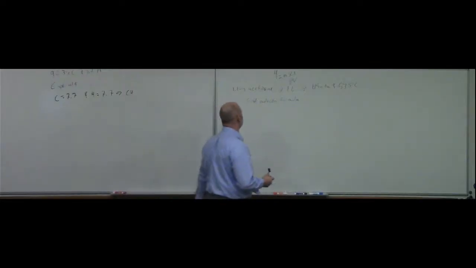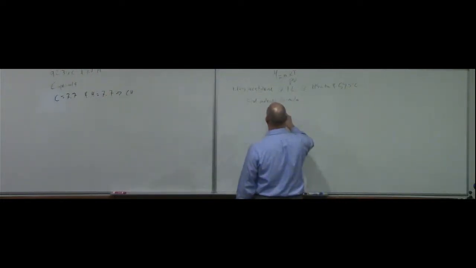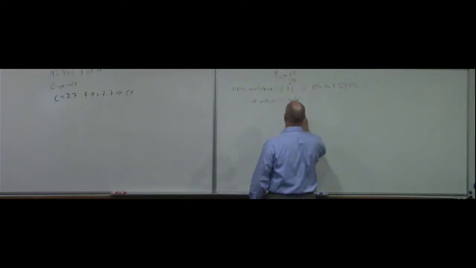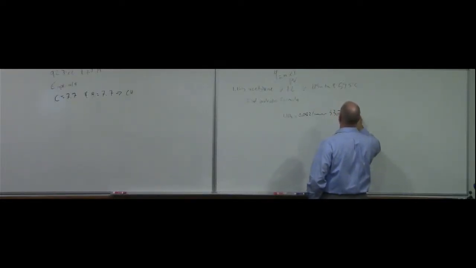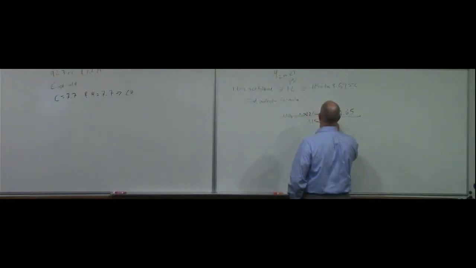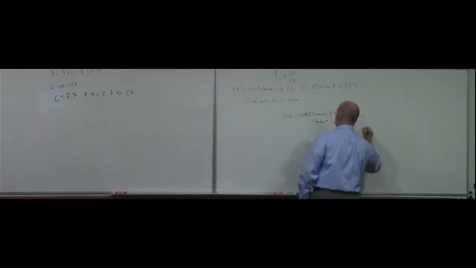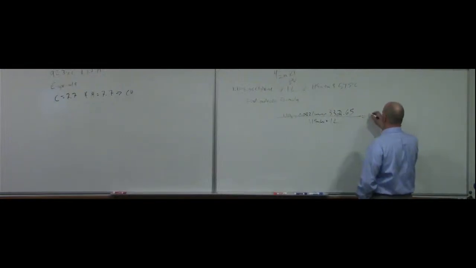Now we come over here, and we're solving for molar mass, right? Because we're going to divide molar mass by empirical mass. So I take my mass, my 1.10 grams, multiply it by 0.0821, times my temperature, which is 332.65, right? Now I divide that by my pressure, which is 1.15 atmospheres, times my volume, right? And when I solve all that, I get 26.12.